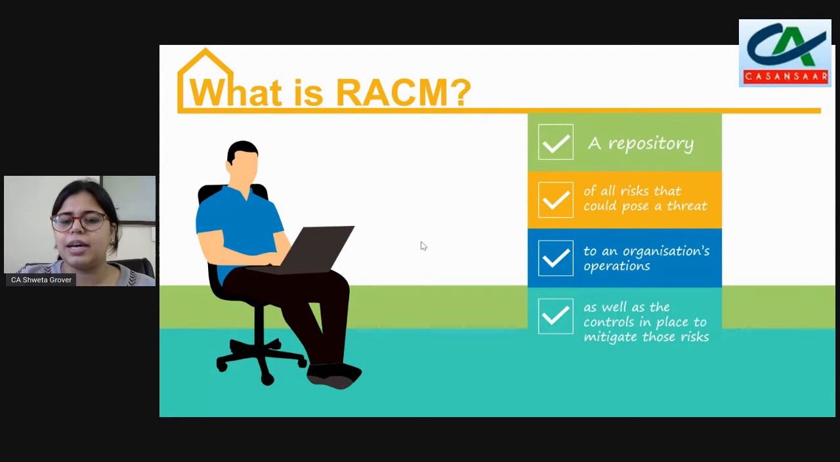And what exactly is RCM? RCM is nothing but a repository, a collection of any organization's risks and its existing controls. And there is various other information we capture in that RCM, which we will discuss in detail further.